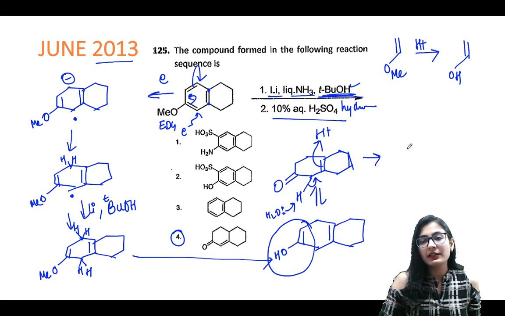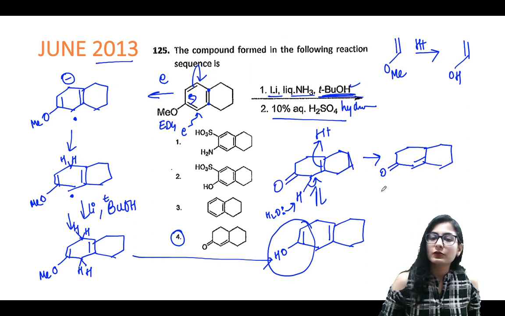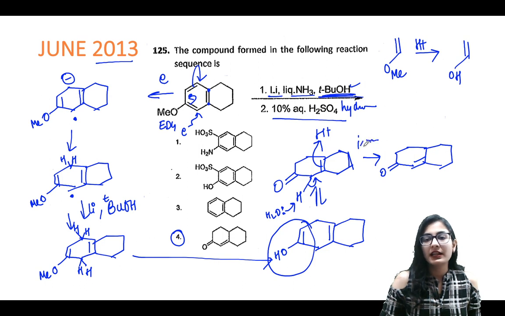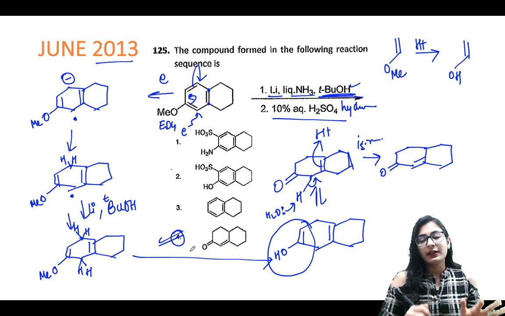So this is finally going to give you this product, which is the alpha beta unsaturated ketone like this, and this step over here is the isomerization step, right? It is the isomerization step. Answer is option number 4. I hope that this was clear.